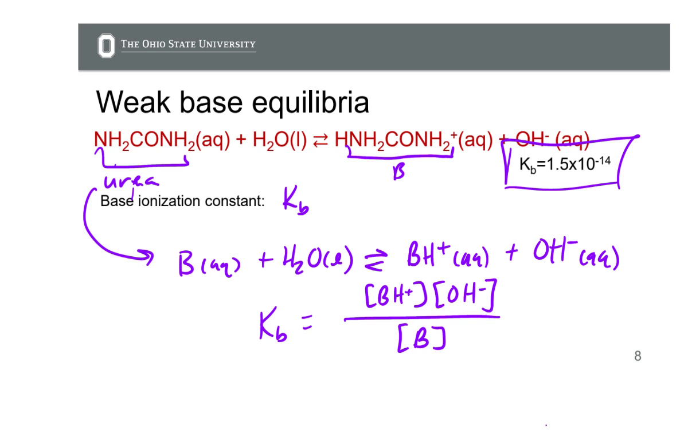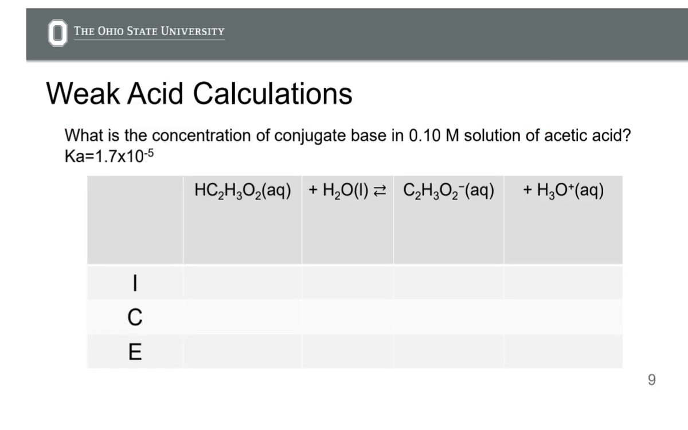Everyone okay with writing Kb's for a weak base? Okay. So let's actually do a calculation of the concentration of a weak acid in solution. What this question is going to ask first is, what is the concentration of conjugate base in a 0.1 molar solution of acetic acid? And we're given the Ka value.